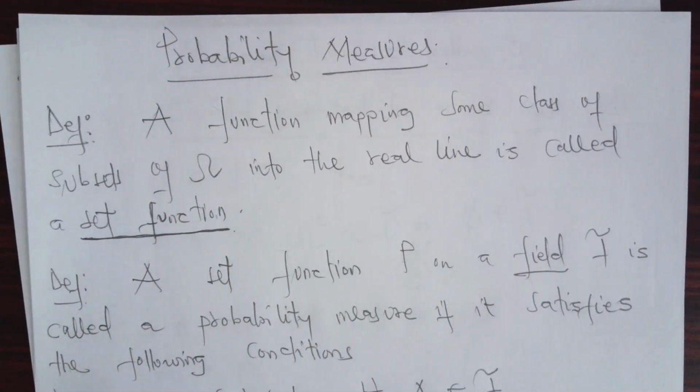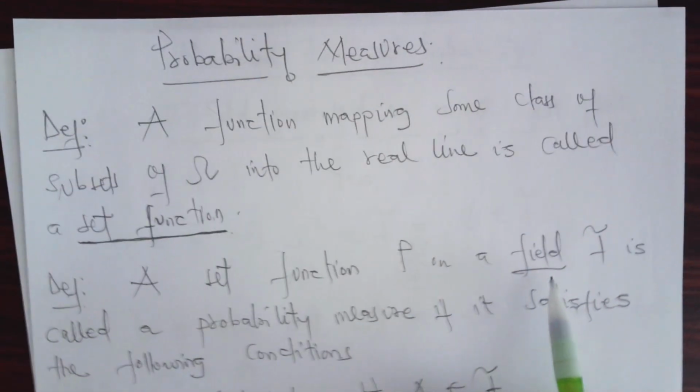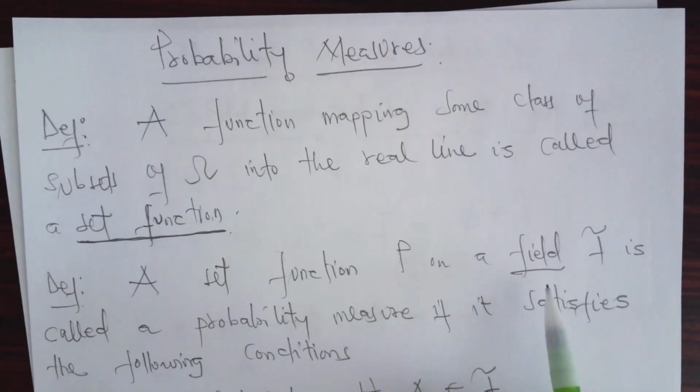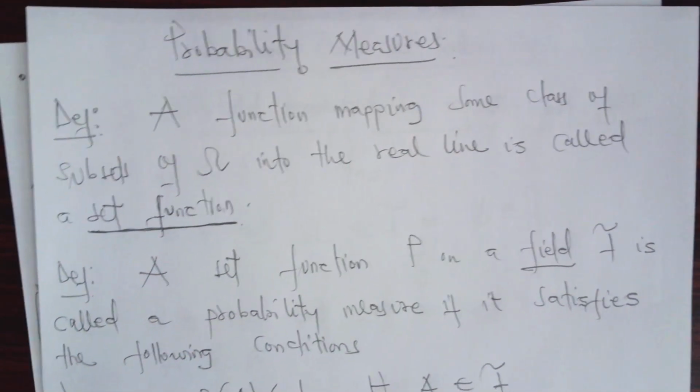So a set function P. So P now is a set function. We know the definition of what a set function is. So we define P on a field, that's F. It's called a probability measure if it satisfies the following conditions. So note, we've underlined the field here, not a sigma field. So we are defining P on a field, not on a sigma field. So these are the conditions for P to satisfy to be a probability measure.